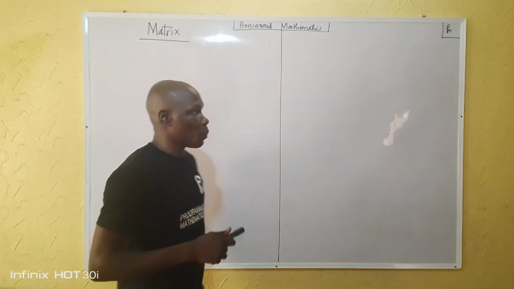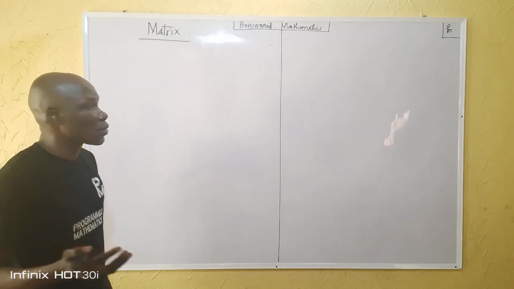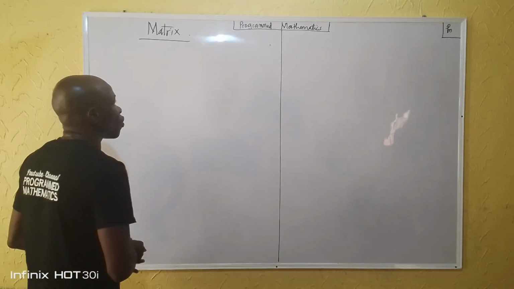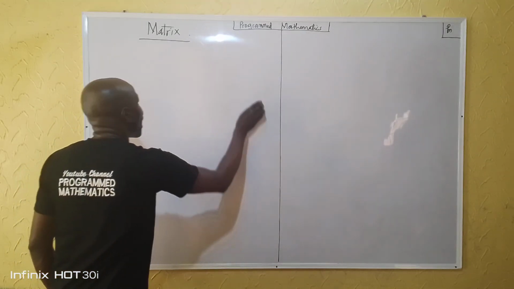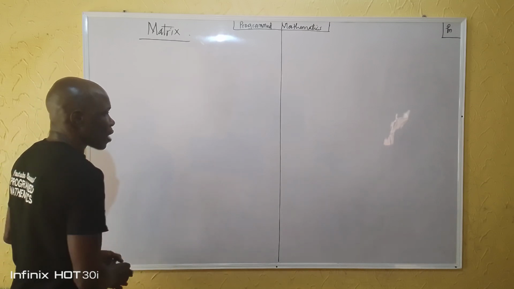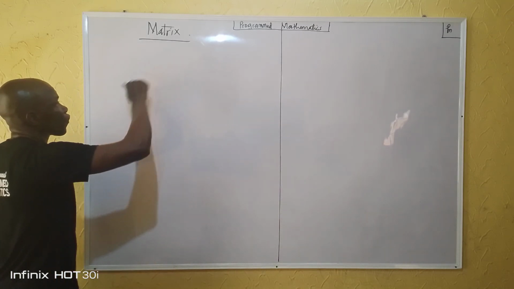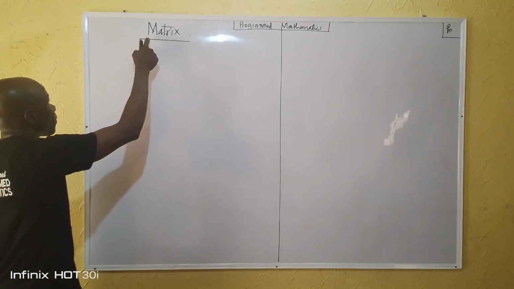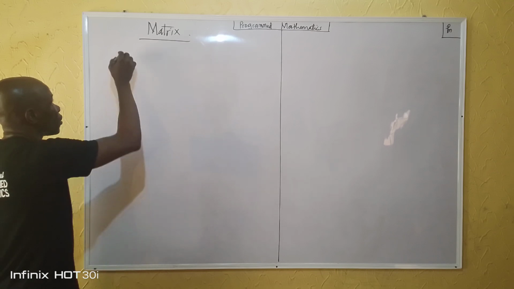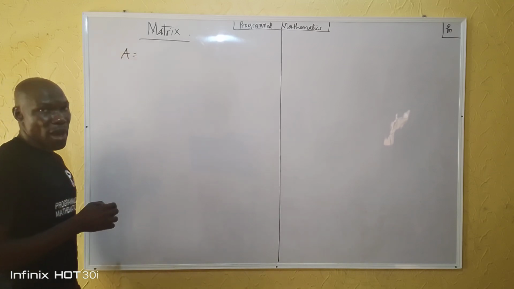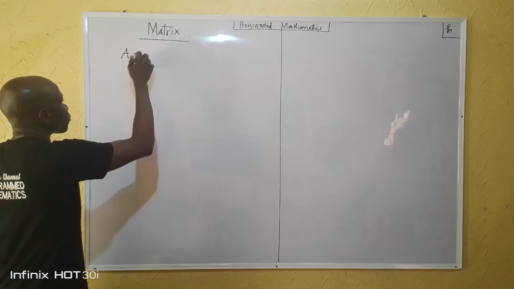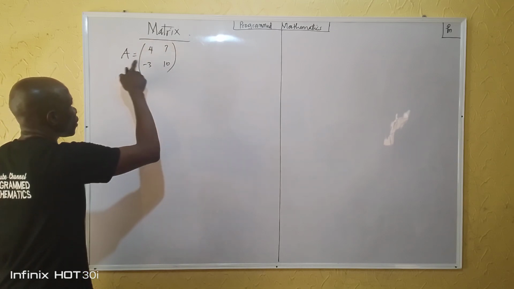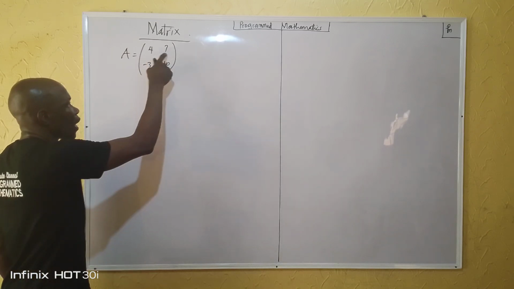Okay, so in the last video, I explained the definition of a matrix, and also the elements of a matrix, and at the same time, I explained what we meant by rows and columns, the two key features of a matrix. All right, so today we're looking at other aspects of matrices. We said that a matrix is a rectangular array of numbers, and that a matrix is always represented by a capital letter. So I can have matrix A as 4, 7, minus 3, and 10. So this matrix here has 4 elements.